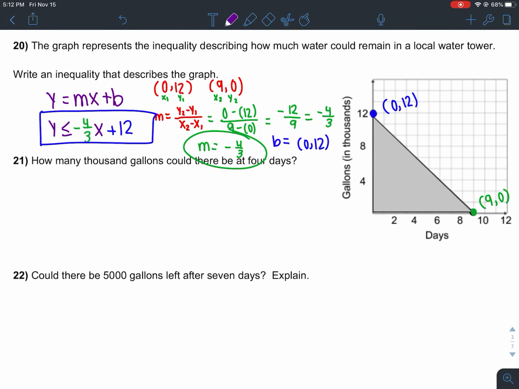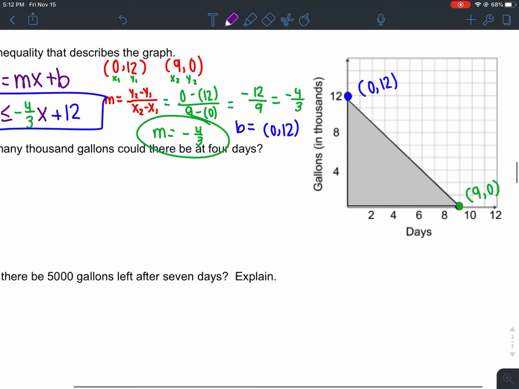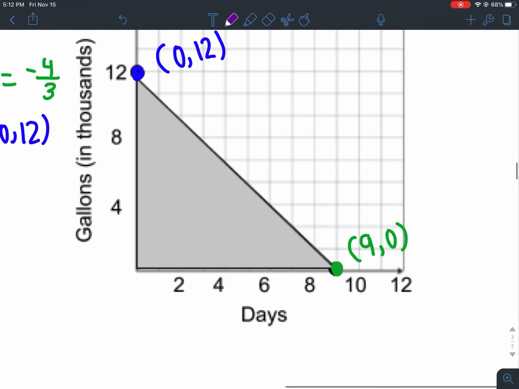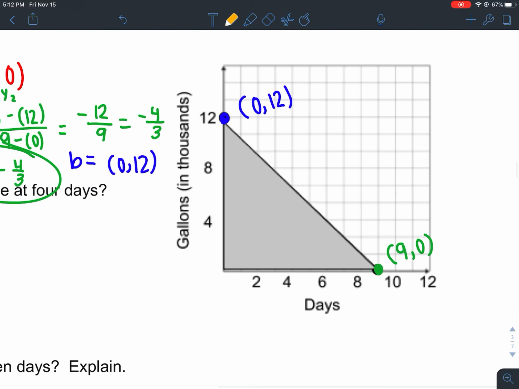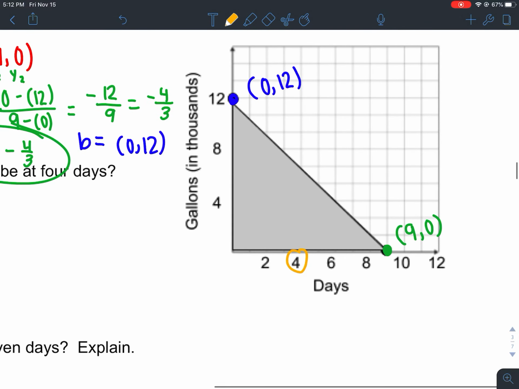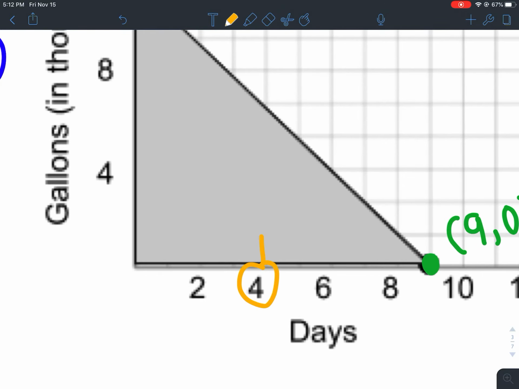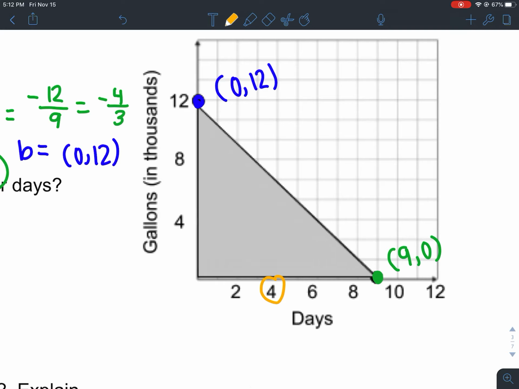All right, so how many gallons could there be after 4 days? Locate days on your graph. Your days is going to be your x-axis. It says how much water could be in the water tower after 4 days. Well, this is where 4 is. So really, the max amount of water it could have is probably about 6 to 7 gallons. But could it have 0 gallons? Yes, because there's a point there. Could it have 2 gallons? Sure. 4 gallons? Why not? Anything located in the shaded area is a possibility for 4 days.